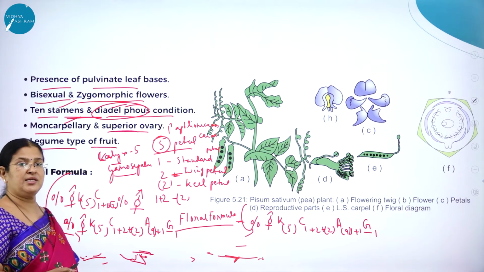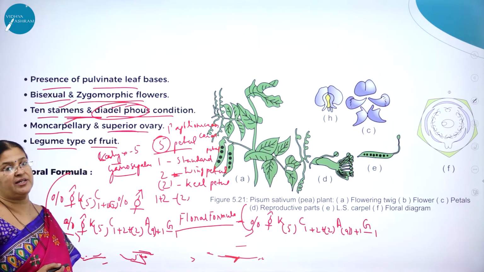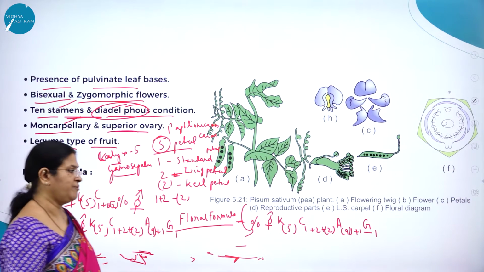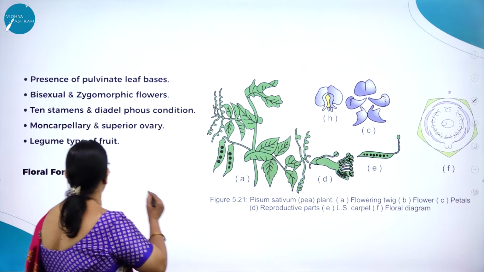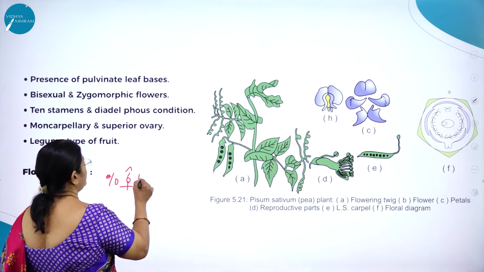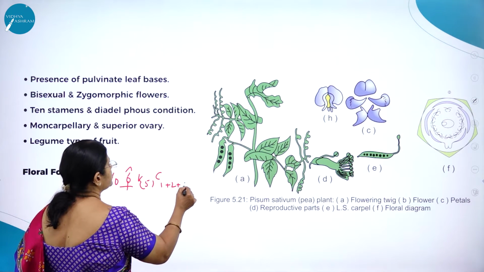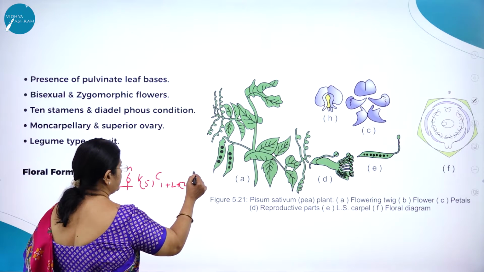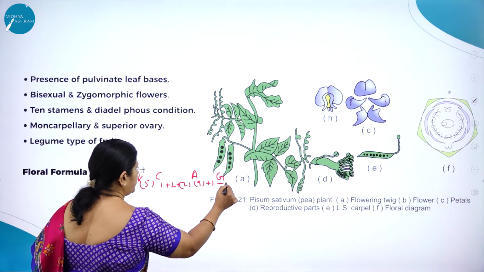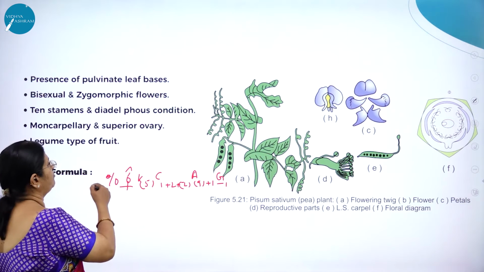Taking one classical example, here we have taken the family Fabaceae and an example of what? That is Pisum sativum, and this is the floral formula. Hope you have understood how to write the floral formula. What is it? Zygomorphic, bisexual, K5, gamosepalous, C1 plus 2 plus 2, then stamens, that is A, 9 in 1 plus 1, G superior ovary, monocarpellary. So this is how you write the floral formula for a family.